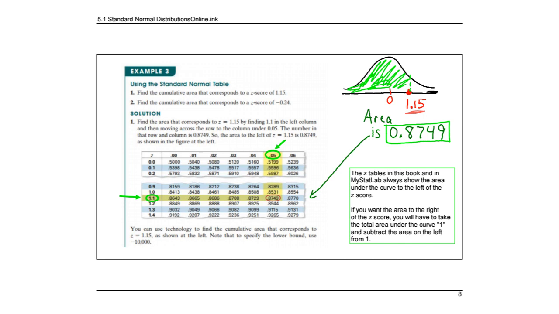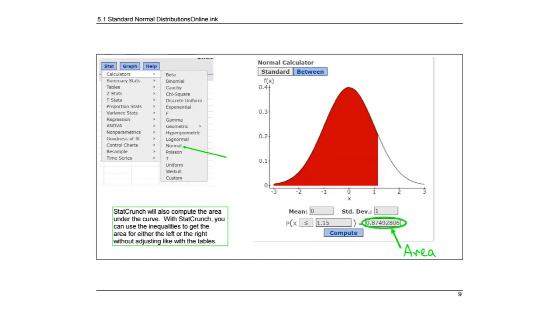So for us, we would have to go to this table. We'd have to remember that it's always to the left on the table. We're not going to worry about that. The next screen is going to show us how to do this on StatCrunch. So we're going to remember a z-score of 1.15.